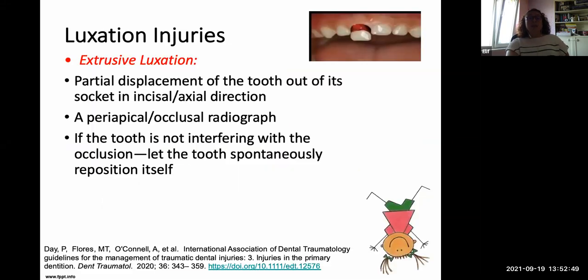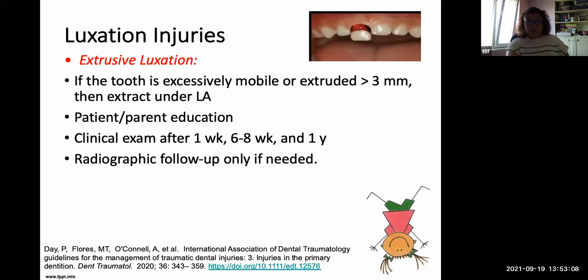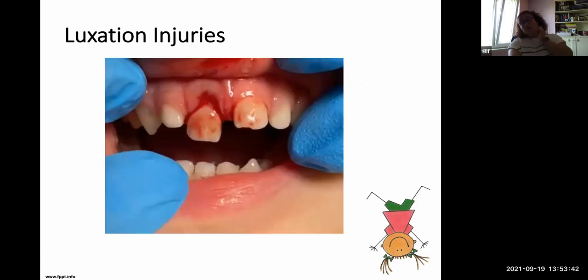In extrusive luxation, there is partial displacement of the tooth out of its socket in incisal or axial direction. So we need to take a radiograph first, and if the tooth is not interfering with the occlusion, we might let the tooth spontaneously reposition, or if the tooth is excessively mobile or extruded over 3 millimeters, then we should extract under local anesthesia, especially if we are suspicious about aspiration. Patient or parent education is important, and clinical examination extending to 1 year should be carried out, and radiographical follow-up is only required when we are suspicious about any pathological condition.